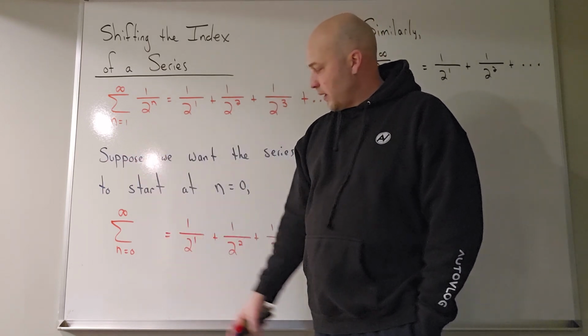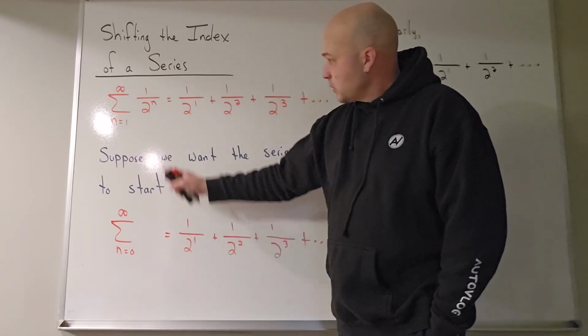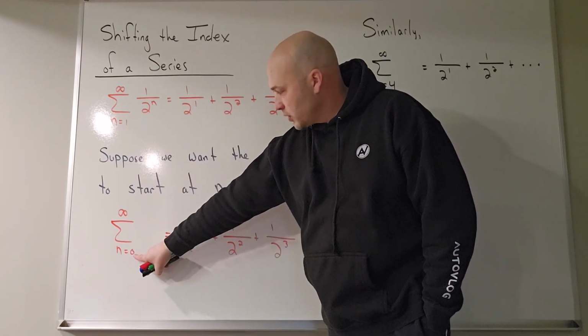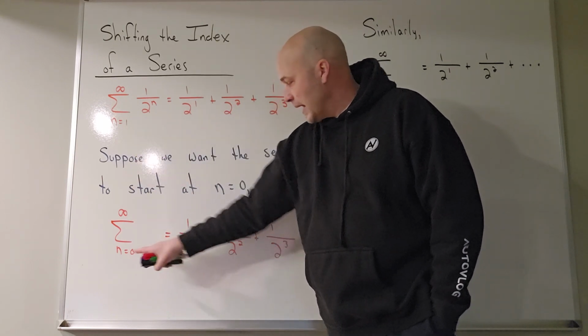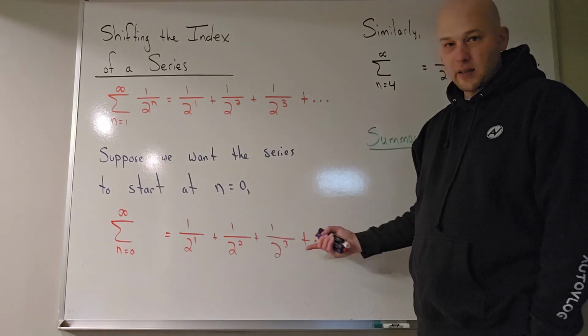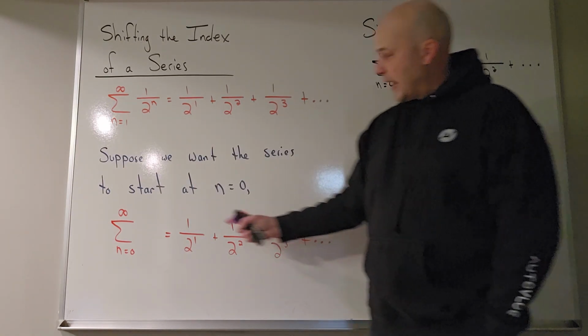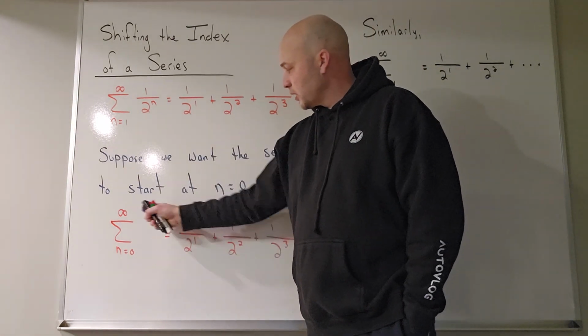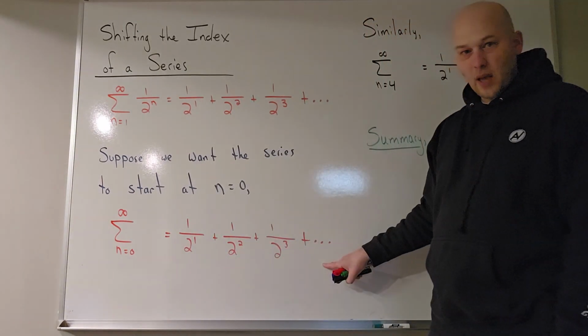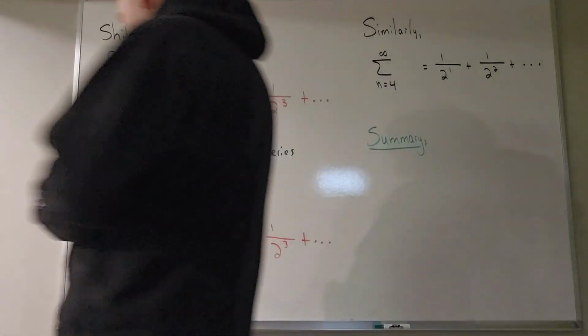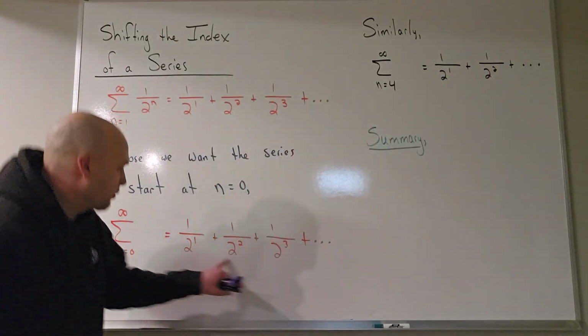So the way I do that is as follows. For one, I want the series to start at 0, so I'm changing my initial index value from 1 to 0. I still have to have the series be the exact same though. So the question is, how do I manipulate this expression so that I can change the initial value yet keep the series the same?